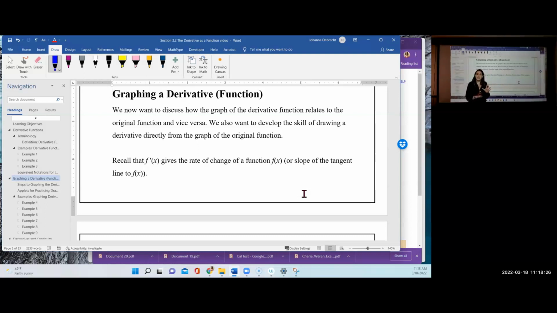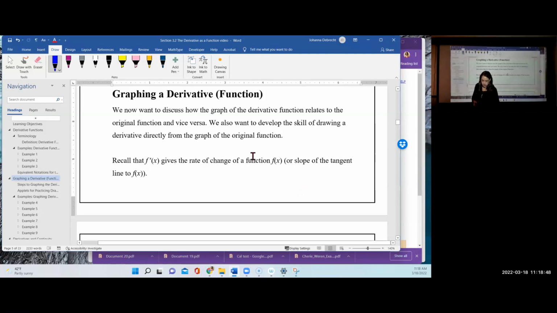Now remember that the derivative is a rate of change. It is the change in the y with respect to the change in the x, dy dx. It can also be considered to be the slope of the tangent line. And we will be using this idea of the slope of the tangent line to predict the overall shape of the graph of the derivative based on an original graph.